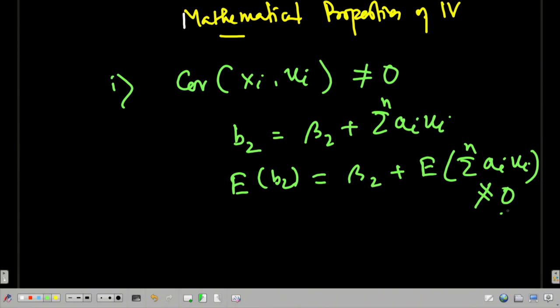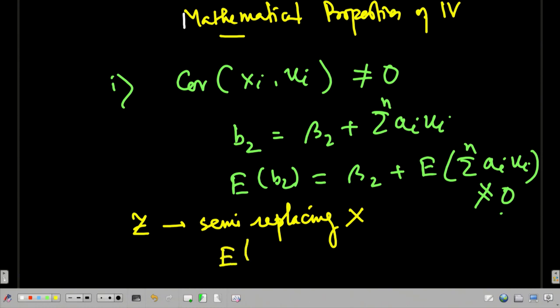Similarly, we know that the IV, let us say my z, is semi-replacing x, and I claim that if my z is not independent of u, then I will face a similar problem: my regression coefficient is going to be biased. So I need to have this condition satisfied: the expectation of ui given zi is equal to 0.